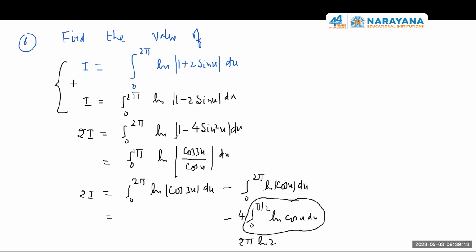Until 0 to pi by 6 as a period, and replacing 3x with some t, we'll get a similar form. Yeah, 2 pi ln 2. First of all, I shall substitute 3x equal to t. 3x equal to t. So what will be that?